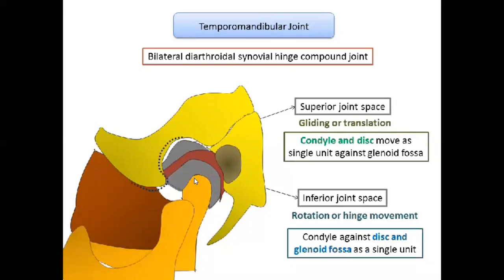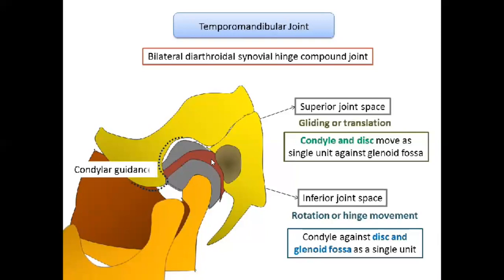The normal mouth opening is 40 to 45 millimeters. During the first 20 to 25, it is the rotation or hinge movement that is occurring in the lower joint space. And next is the translation or gliding movement that is occurring in the superior joint space, and that is when the mouth is opened more than 20 millimeters.